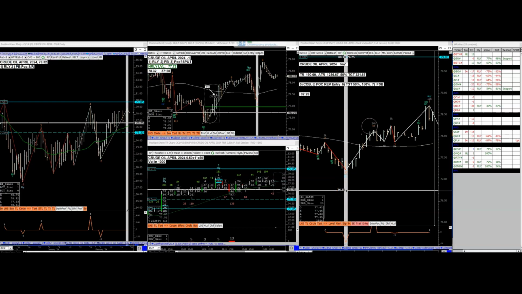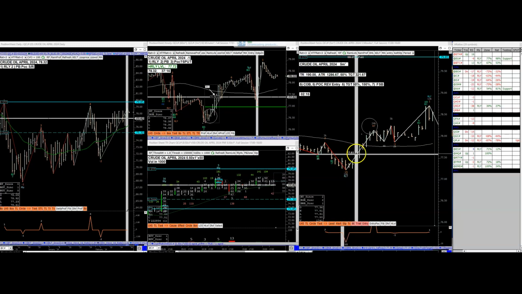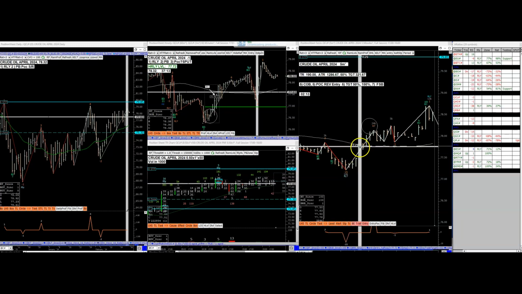And I've explained this 100 times. A change of behavior wave has a change of behavior bar. So before you get a change of behavior wave, you typically get a change of behavior bar. That's the first indication. The second indication is right here.